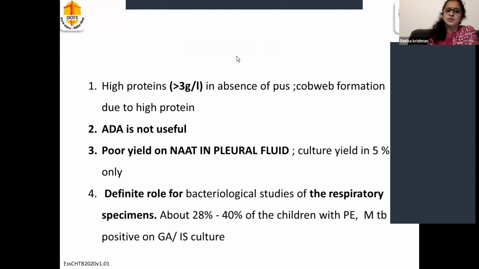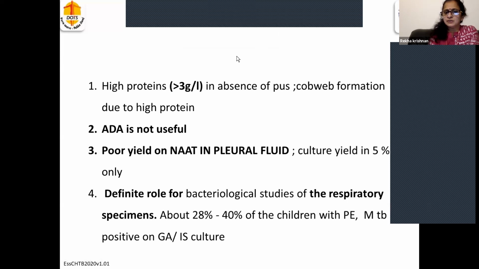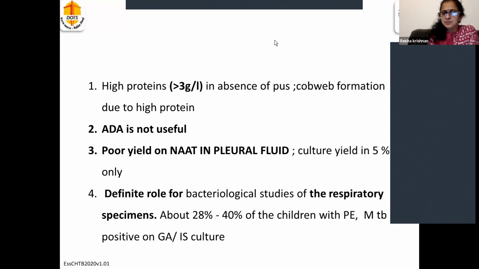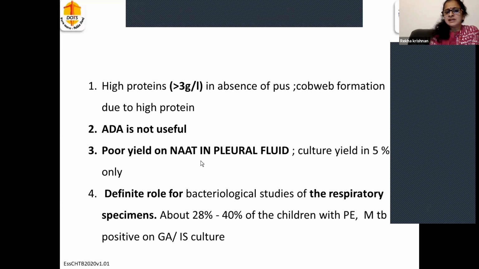High protein, more than 3 gram per deciliter, means there is a high chance of tuberculosis, in the absence of pus, and cobweb formation can occur due to high protein. Adenosine deaminase testing is not useful. And this is the main point: there is a poor yield on CBNAT in pleural fluid, so there is a definite role for bacteriological studies of respiratory specimens.